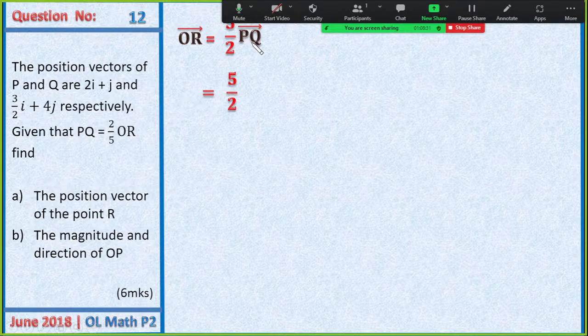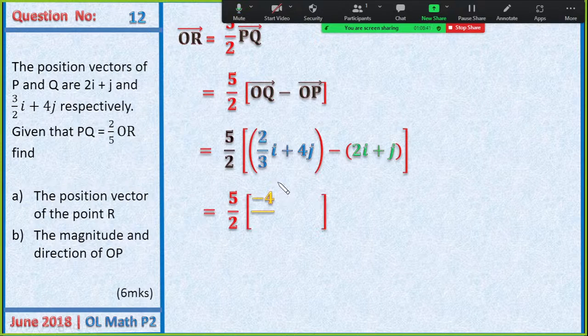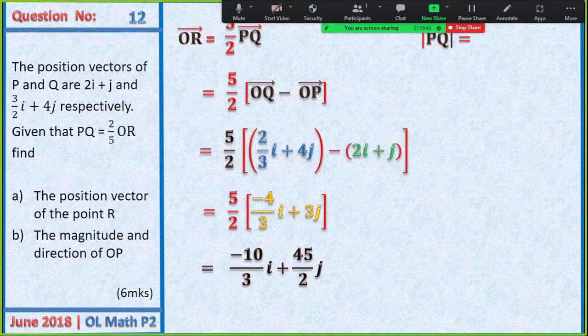PQ is Q minus P, right? So this gives us 3i plus 4j minus 2i plus j. So when we simplify, this is the result that we'll have at the end. And of course the magnitude of PQ, what's the magnitude of PQ? Okay, so the magnitude should be equal to root 5.